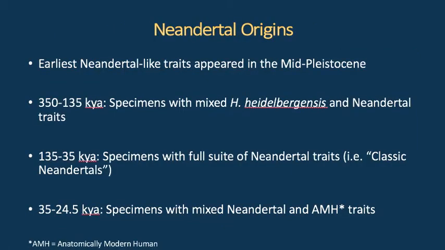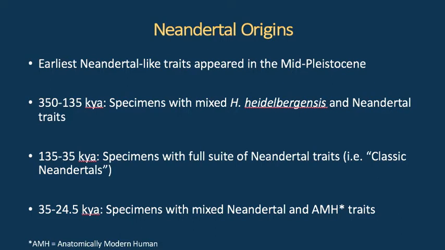Okay, so Neanderthals are an extinct species of hominin that lived in Europe and in parts of Western Asia. They arose out of a Heidelbergensis population living in Europe, so they appear to be descended from Heidelbergensis. What we see is a transition in Europe starting at about 350,000 years ago up until about 135,000 years ago, where we see specimens that look like a cross between Heidelbergensis and Neanderthals. So we're seeing the evolution of this species in action in the fossil record.